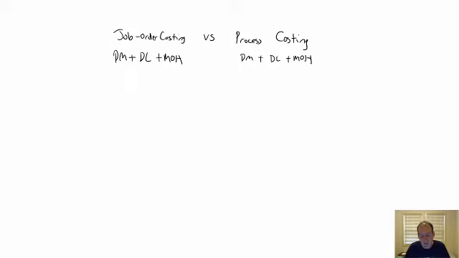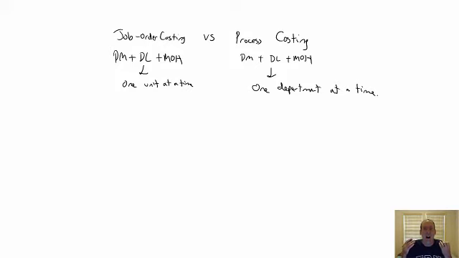Where they differ is that job order costing does this one unit at a time, where process costing does this one department at a time. And so what ends up happening is fairly different, but totally appropriate once you wrap your head around it. It's reasonable that there are these two different methods of getting at the same thing. What does our product cost?